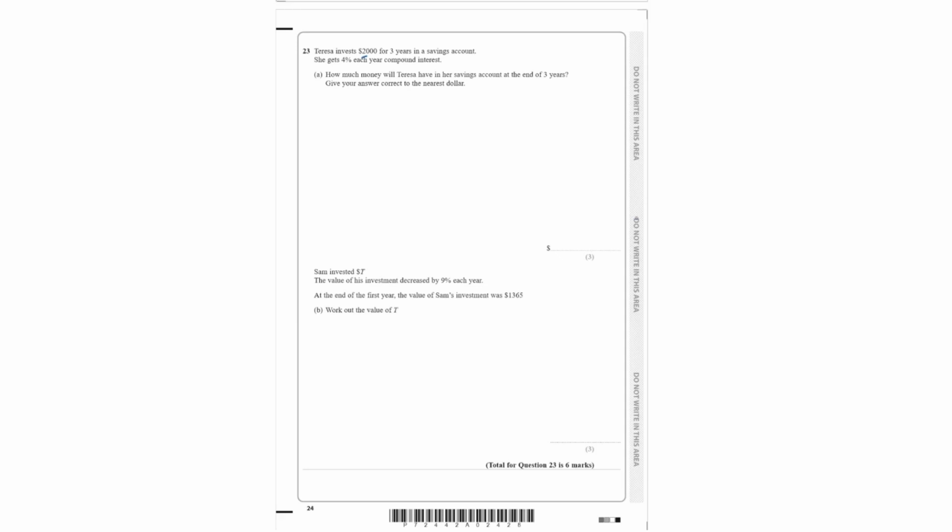Question 23. Teresa invests 2,000 for 3 years in a savings account. She gets 4% each year compound interest. How much money will Teresa have in her savings account at the end of the 3 years? So we can see here that the formula for compound interest is A is equal to principal amount times 1 plus interest rate over 100 to the power of NT. Don't worry, I'll explain. A is the final amount. P is the initial amount you start with. We put 1 plus the interest rate is already given here as 4%. Divide by 100. N is the number of times she invests per year. So since this is only once per year, we simply write here 1. And T is for how many years? So we can simply write that as 3.